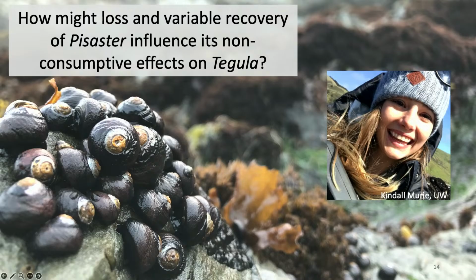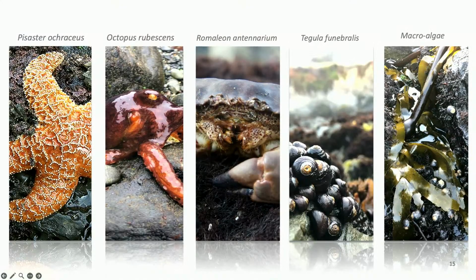Okay, sorry. Okay, so the way that we started actually investigating this larger question started with an undergraduate student of mine at Cal Poly Humboldt, Kendall Murray, who's now a doctoral student at the University of Washington. And what Kendall was really interested in is how might the loss and variable recovery of Pisaster influence non-consumptive effects on tegula within the context of predator diversity in the intertidal. And so she really took the approach of looking to see whether variation in Pisaster abundance, both in terms of density and biomass, but also Pisaster in the context of other potential predators of tegula. In the absence of Pisaster, can these other potential predators, including the red octopus and the spot-bellied rock crab, sort of step in and fill the role of Pisaster in terms of inducing these non-consumptive effects on tegula?